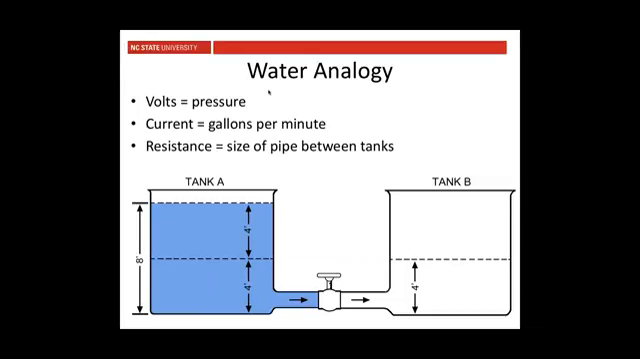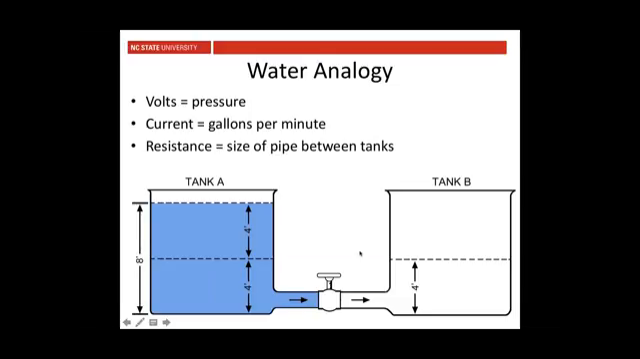So what happens if we open the valve in between these two tanks? The pressure causes the water to flow through this open valve. So the current is analogous to the gallons per minute of water we have flowing through this pipe that's connecting the two tanks.